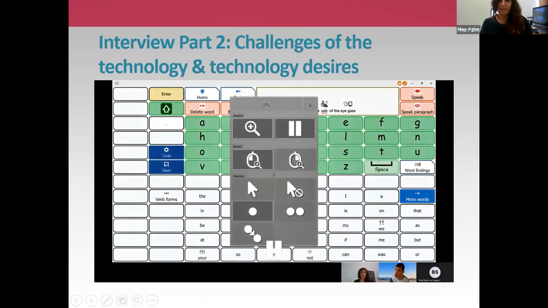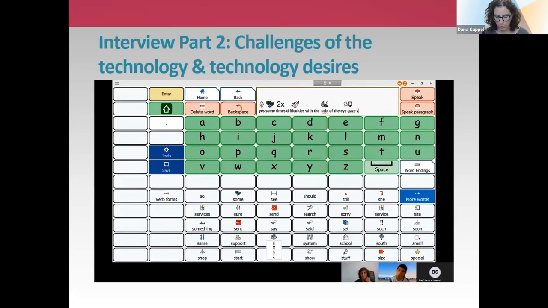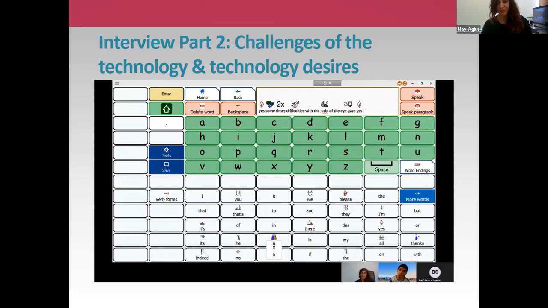Okay, so Kurt, do you have any difficulties when it comes to actually using this technology at work? Yes, sometimes difficulties with the USB of the eye gaze. So knowing you, Kurt, I know that there has been some problems with this on and off, and I think it's because you take it out and you put it in and sometimes it doesn't work. Do you have any other problems with using your technology at work? Yes. Okay. Can you tell us a little bit more about that?